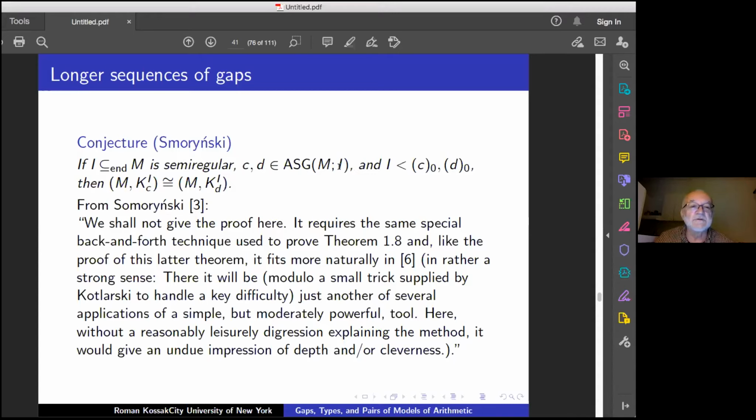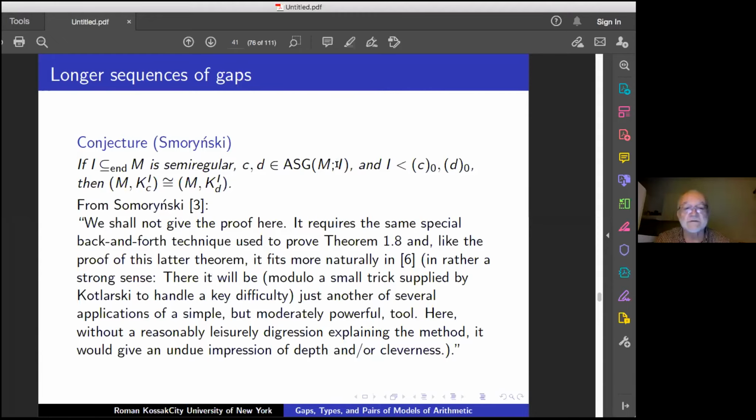Instead of proof, he has this comment on the theorem. We shall not give the proof here. It requires a special back and forth technique used to prove theorem 1.8, which is essentially something like this for omega instead of I. Like the proof of this latter theorem, it fits more naturally in 6.